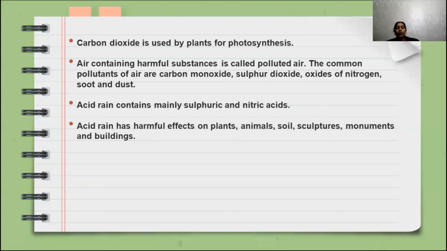Thousands of industrial units are there, and the oil refinery is also there in Mathura, near Agra. Due to that, the air pollutants changed into acid rain and totally damaged the Taj Mahal. A lot of solutions are there. Acid rain always has harmful effects, affecting plants, animals, soil, sculptures, monuments and buildings. These are the main points you need to remember, and these are the revision topics of the chapter.